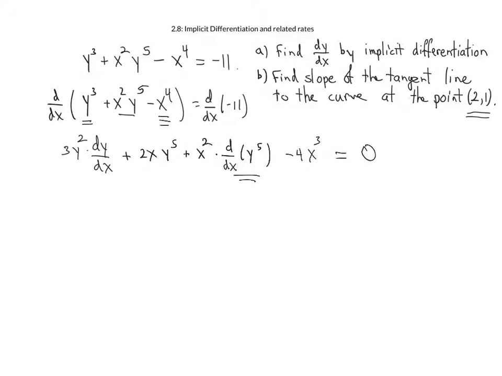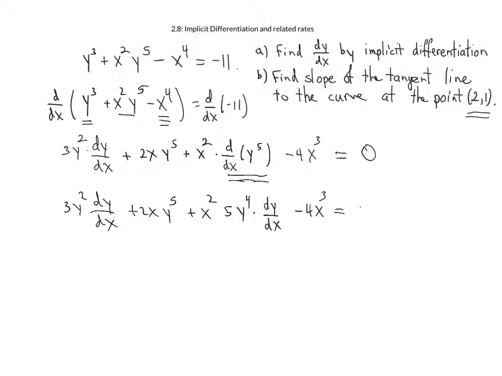Okay, so I'm going to rewrite this in order to compute the chain rule on this term here. So I have 3y squared times dy by dx plus 2xy to the fifth plus x squared, and now if I'm taking the derivative of y to the fifth, it's 5y to the power 4 times dy dx, the derivative of the inside function, because I'm applying the chain rule, minus 4x cubed equals 0.